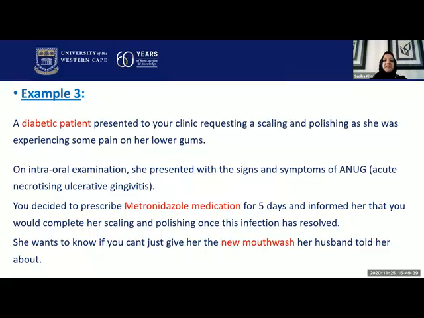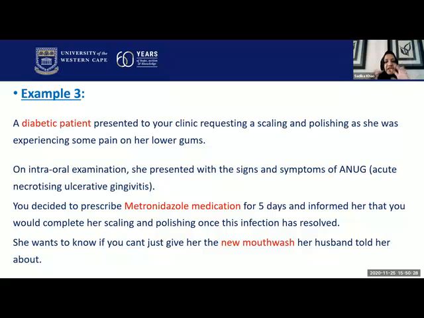We have a diabetic patient that presents to your clinic requesting a scaling and polish as she was experiencing some pain on her lower gums. On intraoral examination, she presented with signs and symptoms of ANUG, acute necrotizing ulcerative gingivitis. You decided to prescribe metronidazole for 5 days and informed her that you would complete a scaling and polishing once this infection has resolved. She then says she wants to know if you can't just give her the new mouthwash her husband told her about. So here you have your patient, diabetic, that's your P. The outcome, you want to have resolution of the ANUG. You have your normal standard treatment, which is your metronidazole, and you have your new intervention, the new mouthwash.